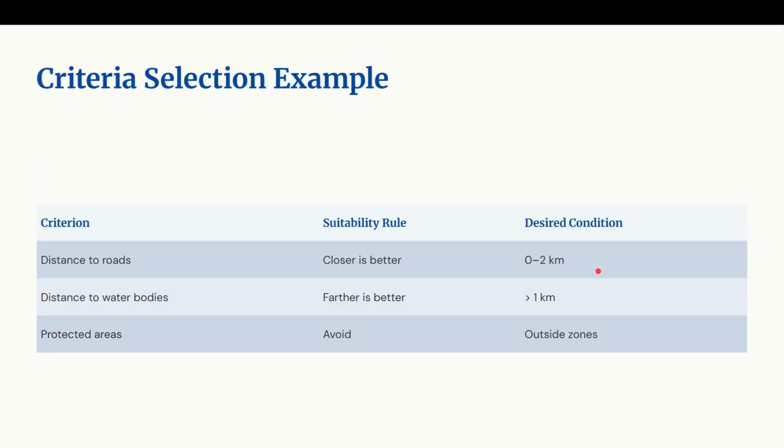In this particular example, we are going to identify a suitable site which is closer to the road, farther from the river, and away from the protected areas. So we will decide certain criteria: if the road is between 0 to 2 kilometers, it is better. If the distance from the water body is greater than 1 kilometer, it is better. And if it is not in the protected areas, it is a very suitable condition. So we are going to apply these three conditions on our raster data sets.